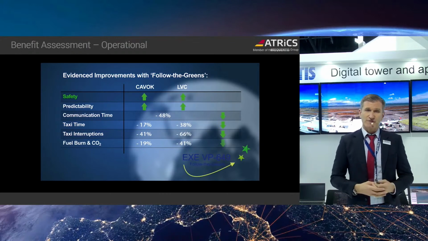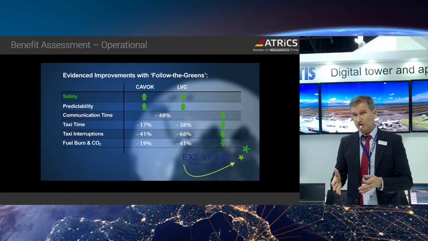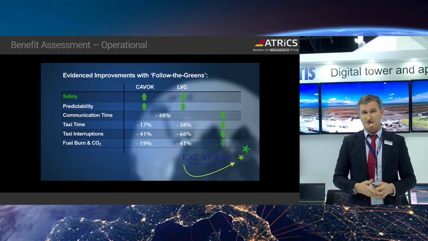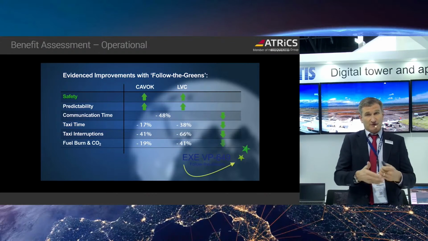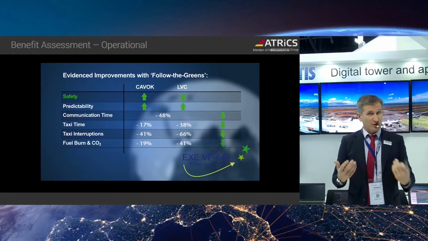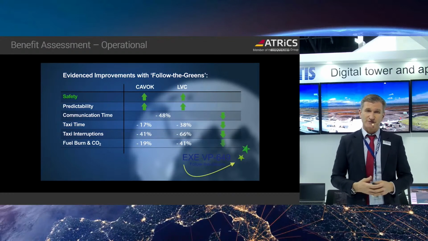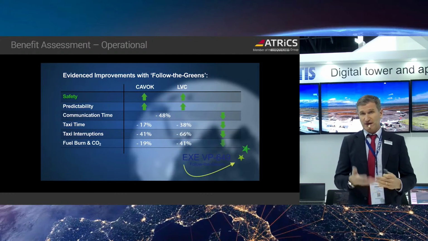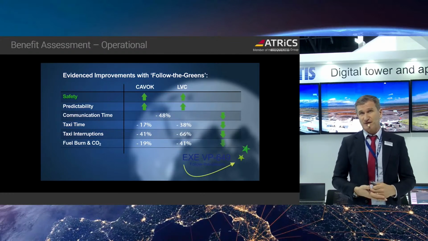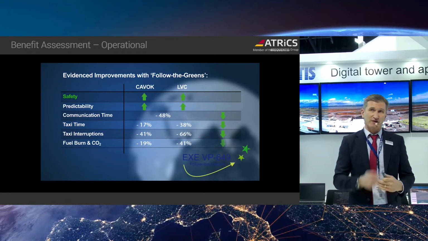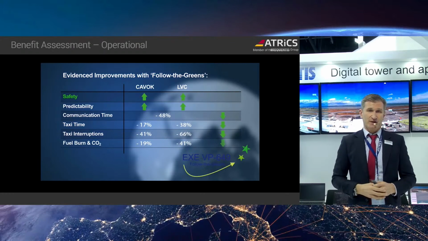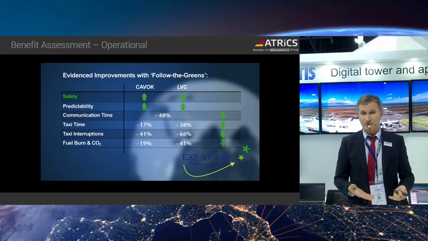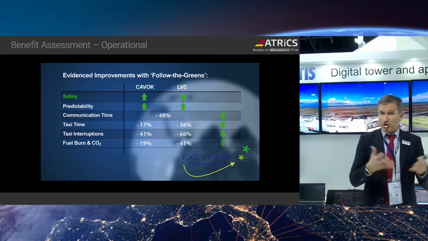And similar to that, we have the taxi interruptions. These are the stop and goes in low visibility operations. For example, you have to provide more spacing under normal conditions. But with TowerPad, we could cut down the stop and goes by 40%, and in low vis close to 70%. Most of the movements were continuous without a single stop. And in direct correlation with the taxi time, of course, the fuel burn and the carbon dioxide emissions have been cut down significantly. And well, these are operational benefits.